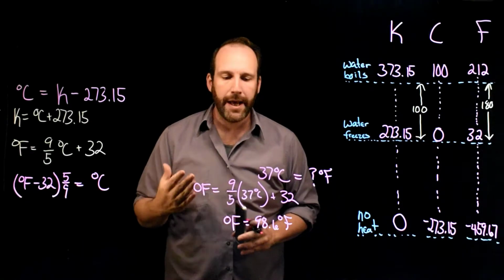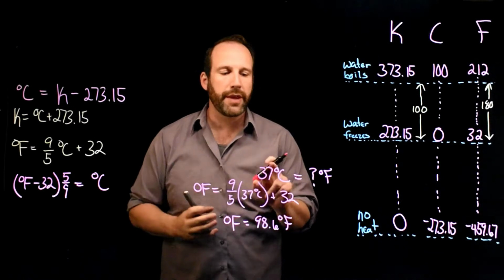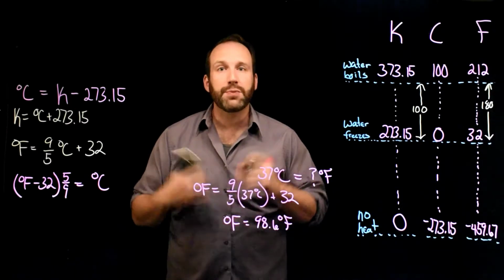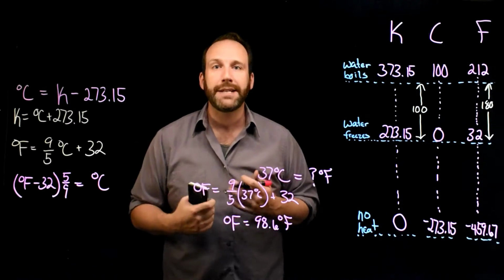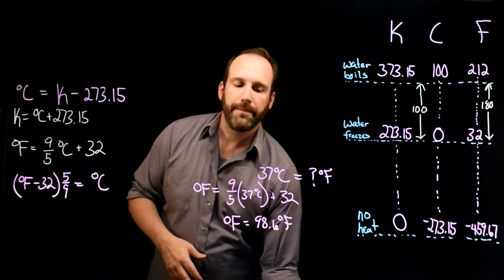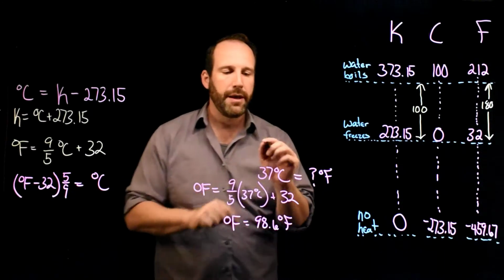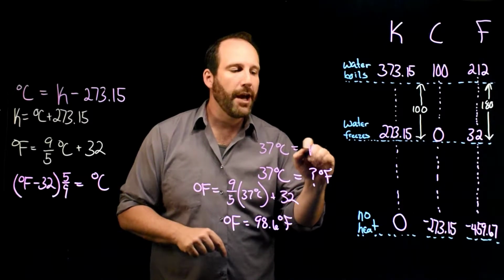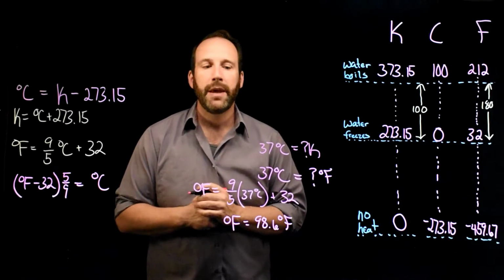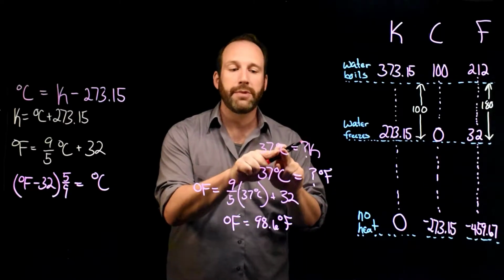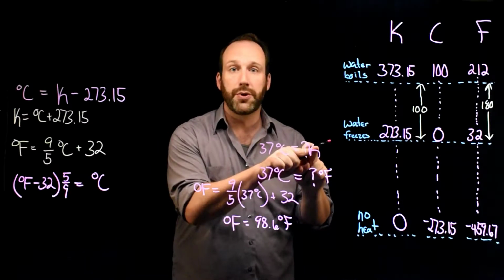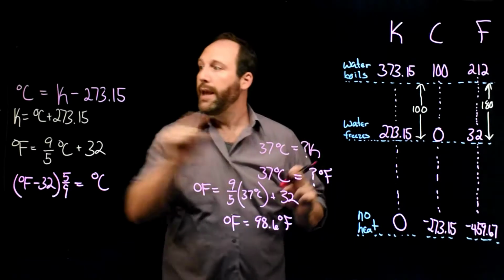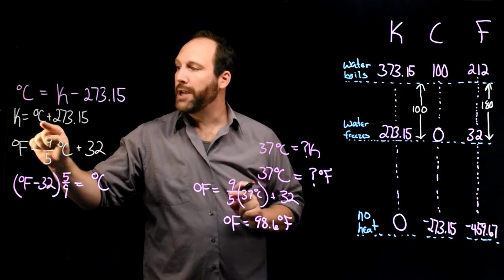Okay, let's try another one. What if we wanted to convert this 37 degrees Celsius? What if we wanted to know, well, what's average body temperature in Kelvin, right? So we're starting with 37 degrees Celsius, and we want to know how many Kelvin is that, okay? And so in order to do that, we're starting with degrees Celsius. We want to go to units of Kelvin.